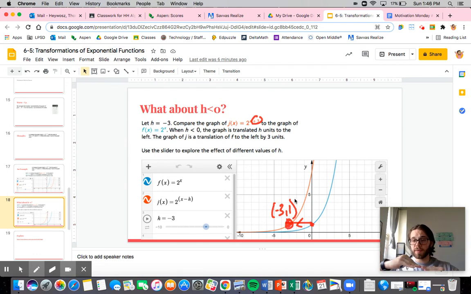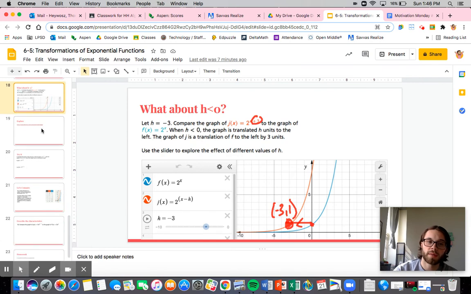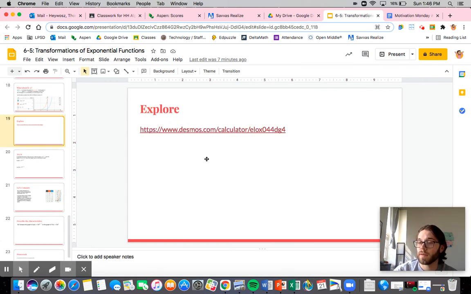I'm just taking my original function and sliding it over, and the most easily identifiable point is what was your original y-intercept. So if your original y-intercept was 0, 13, I move it over 3, now it would be -3, 13. Okay. So again, I will put in the video in the comments this to explore if you would like to kind of play around with the sliders.